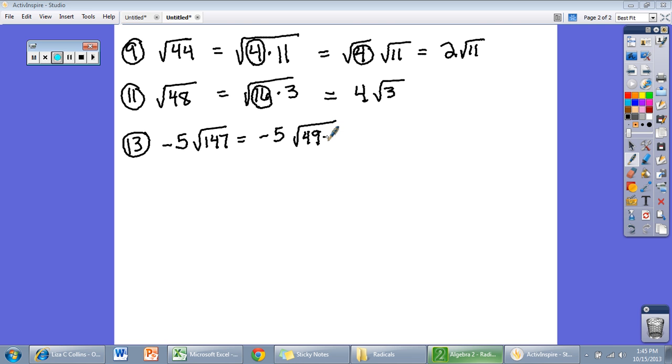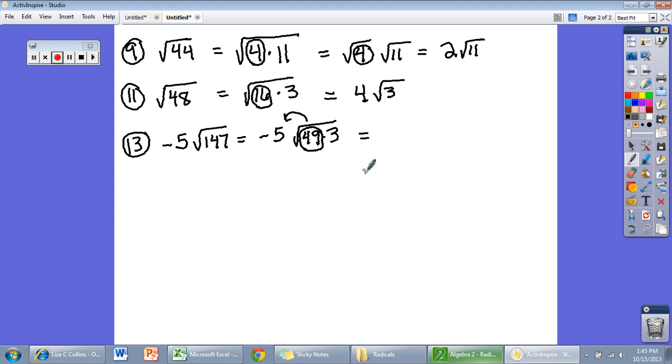So that's 49 times 3 is what gives us the 147. So my perfect square here is 49. That's what I'm going to be taking the square root of. The square root of 49 is 7. So that's what's going to get pulled to the outside.